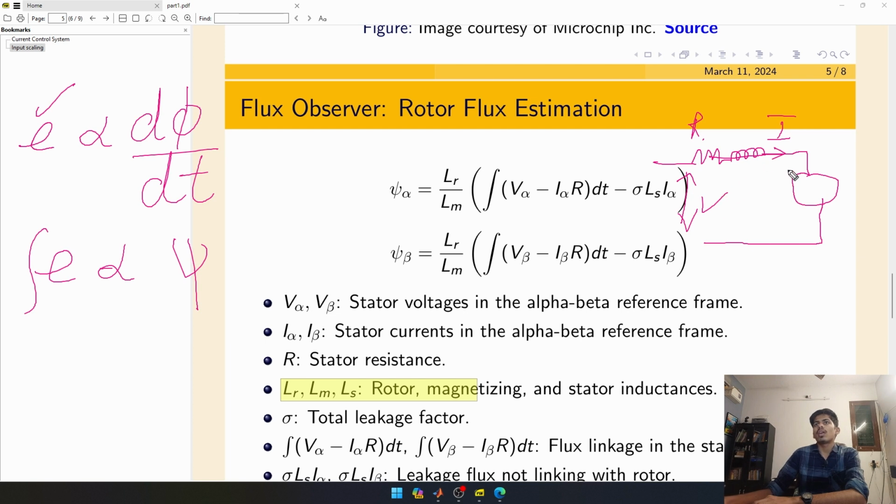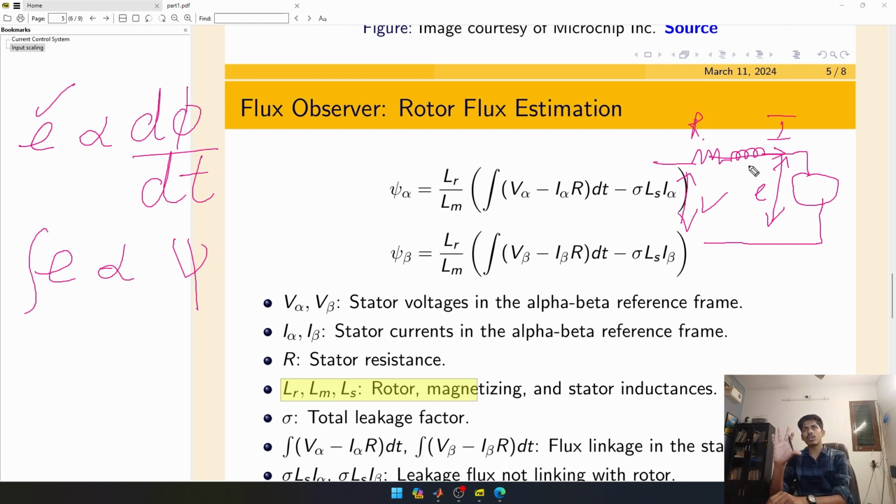So this is E, the voltage which is behind all this resistance and inductance. We cannot measure this. We can only measure the terminal voltages. If you measure the terminal voltages, the effects of all the coils, inductance and resistance get added. We cannot measure this internal induced voltage.